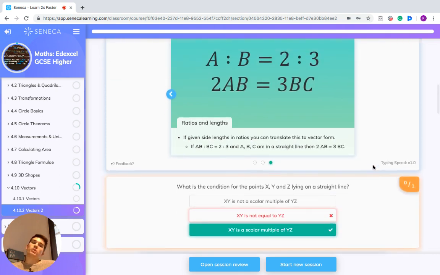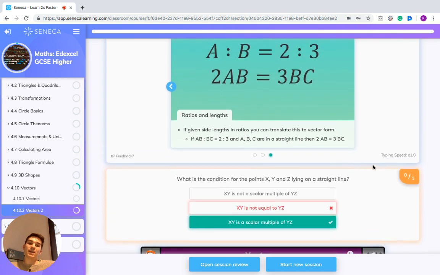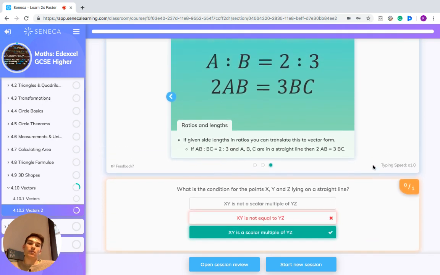So you need to remember that if you've got 3 points, let's call them X, Y, and Z this time, if they lie on a straight line, you need to be able to prove that XY is a scalar multiple of YZ. And that just means you can multiply those vectors by something to give the other one.